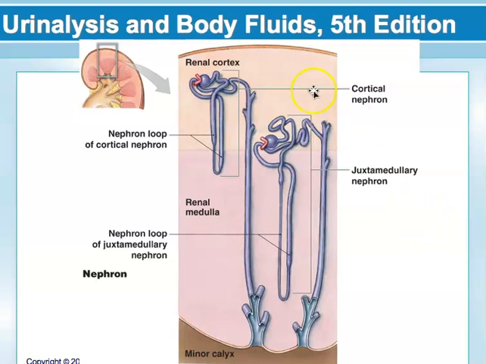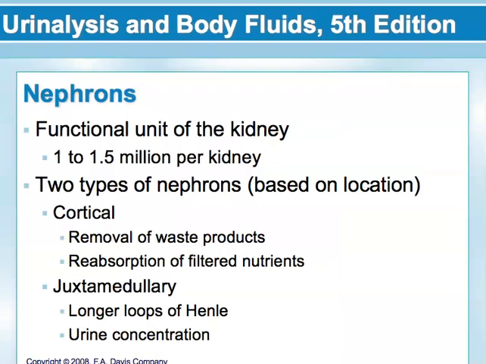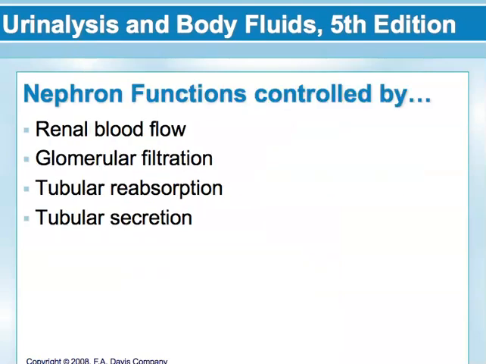And then we have juxtamedullary nephrons, which are located in the renal medulla, that have longer loops of Henle that extend deep into the medulla of the kidney. Their function is to concentrate the urine. Some of the functions of the nephrons are controlled by renal blood flow, glomerular filtration, tubular reabsorption, and tubular secretion. So this chapter focuses on those four functions.